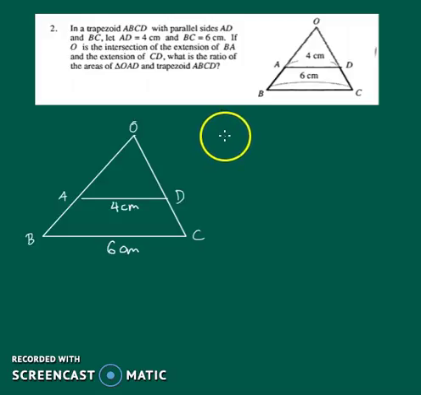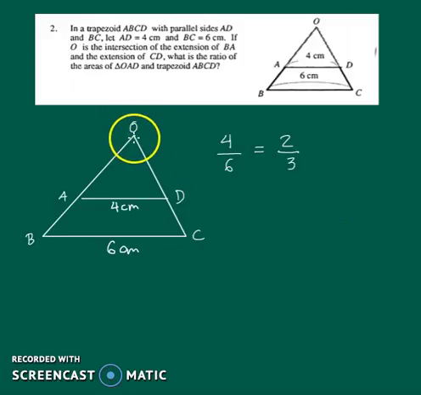So 4 over 6, we can express a ratio as a fraction, is equal to a ratio of 2 over 3. So I know that the ratio of the lengths of the sides of the smaller triangle is 2/3 of the lengths of the sides of the larger triangles.